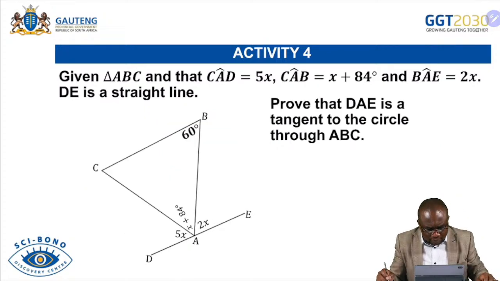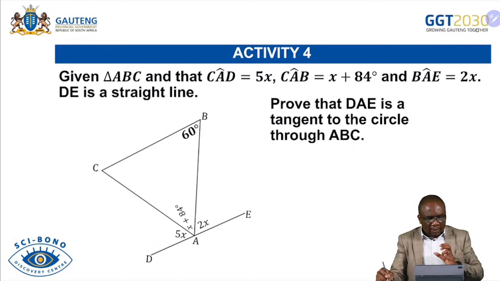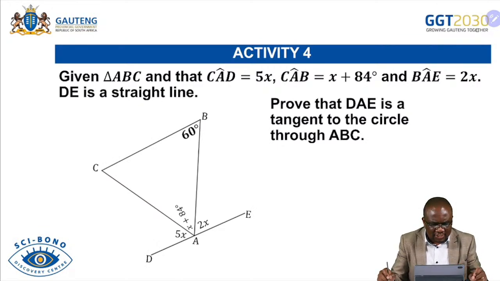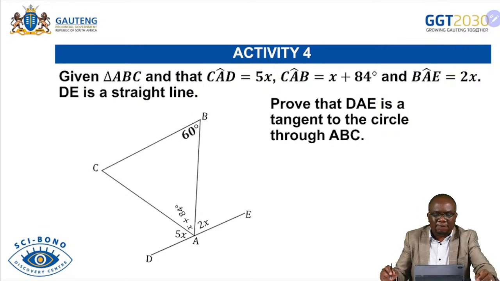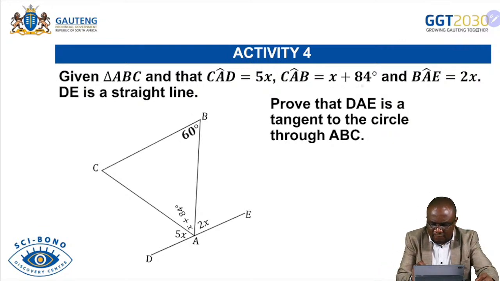Now, prove that. Okay, given triangle ABC, and that CAD is 5x and CAB is x plus 84 and BAE is 2x, right?